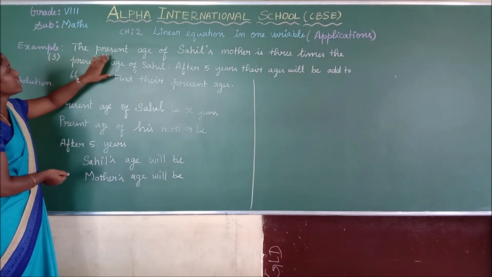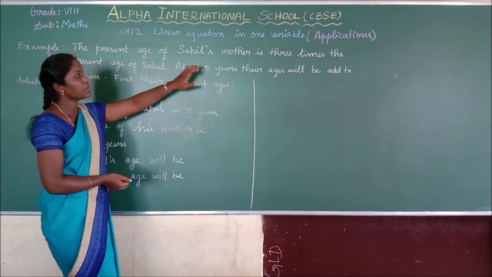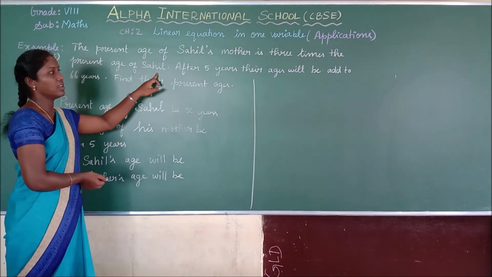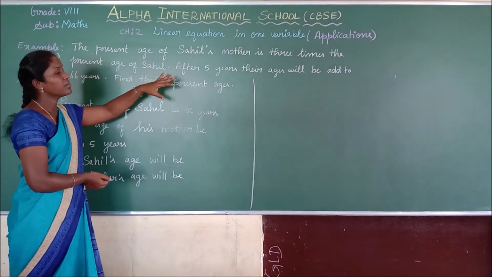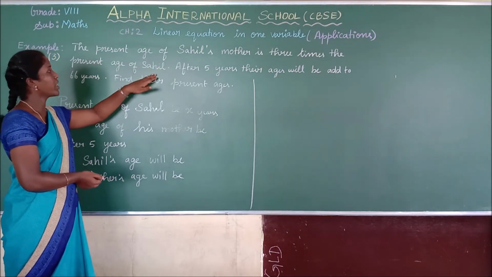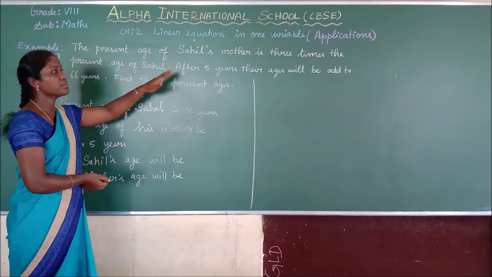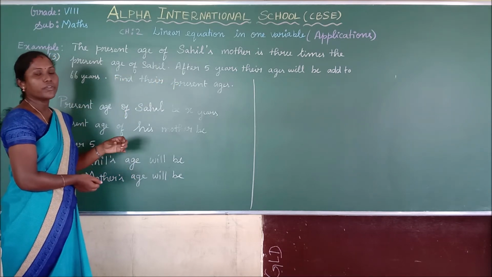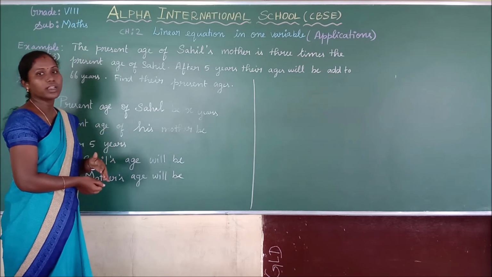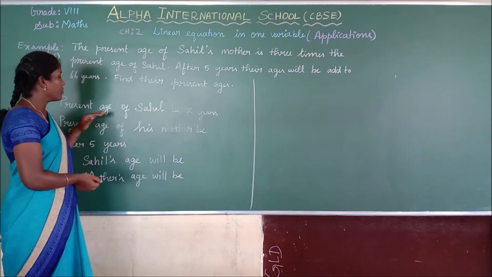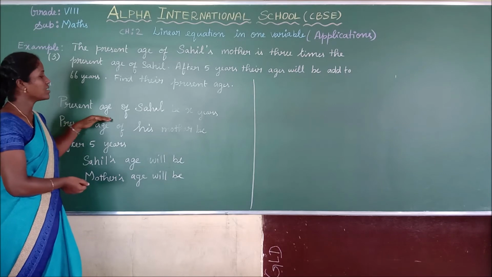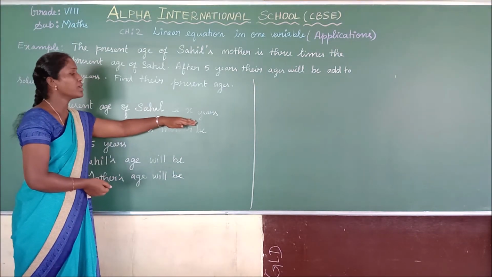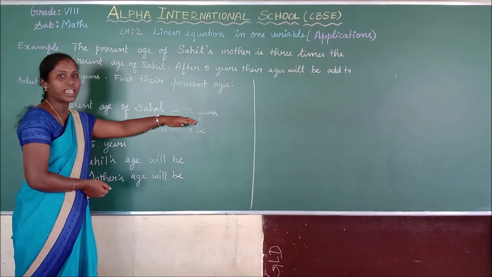See now, the present age of Sahal's mother is 3 times the present age of Sahal. Here the ages of mother and son are given. So the present age of Sahal's mother is 3 times his son's age. If you know the son's age, you can calculate the age of his mother. So first we take the present age of Sahal to be x years. I don't know his present age, so we are taking it as x.